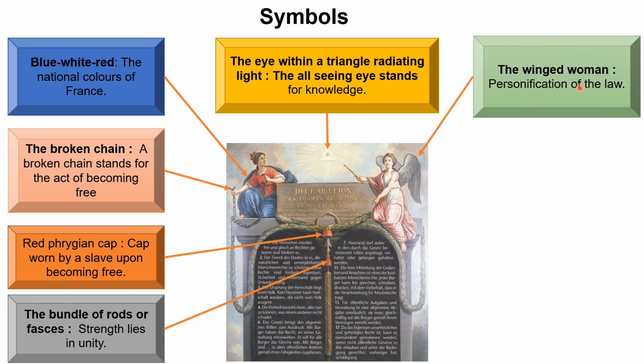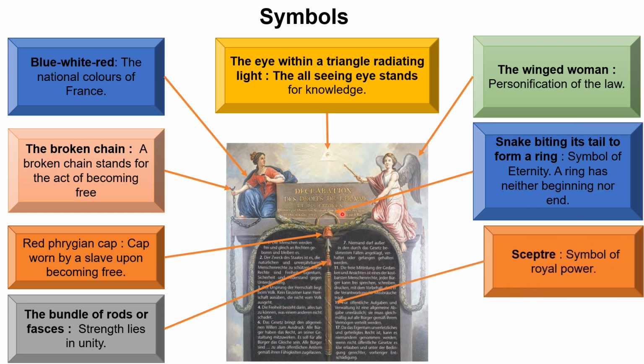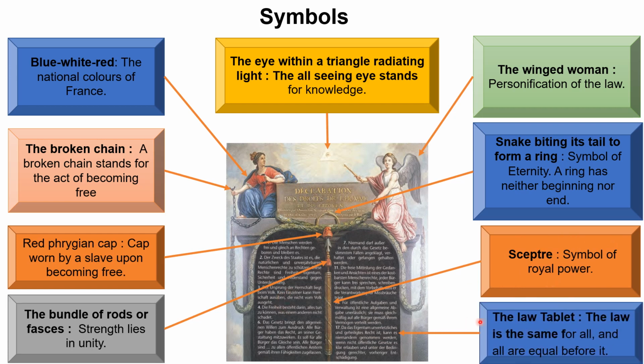The winged woman, personification of laws. Snake biting its tail to form a ring, symbol of eternity. A ring has neither beginning nor end. Scepter, symbol of royal power. The law tablet: the law is the same for all, and all are equal before the law.